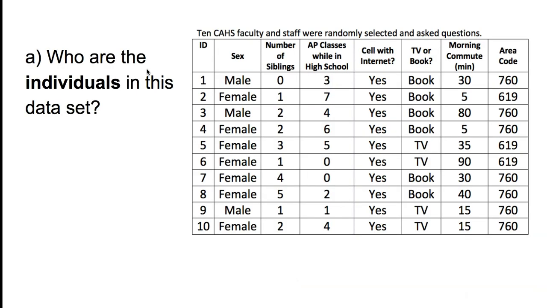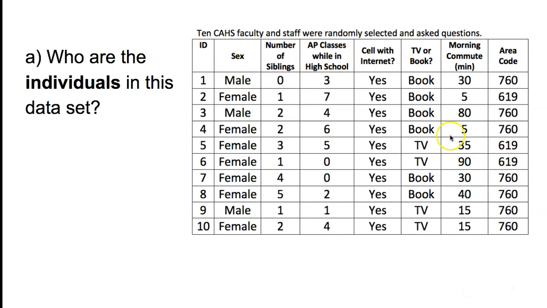So number one, part A. Who are the individuals in this data set? This is data that I collected on 10 Classical Academy High School faculty and staff. I asked a bunch of staff, and then I randomly selected 10 of those who responded. Pretty much the whole school responded.